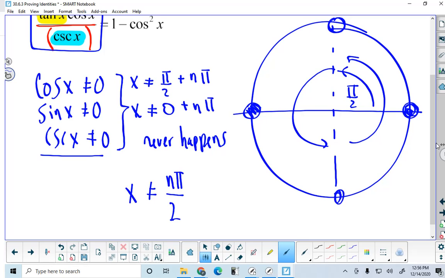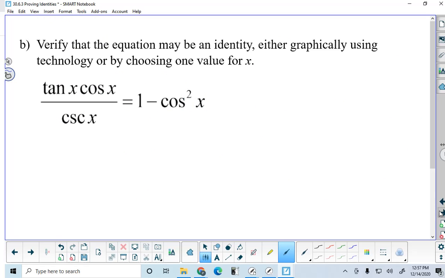Non-permissible values are probably more difficult for you to come up with than proofs. Any questions with the non-permissible values with this equation? It's all about denominators. Let's take a look at the first example then in terms of a proof. Well, actually, I guess we're verifying it first. Let's verify this. Let's use a graphing calculator to verify this.